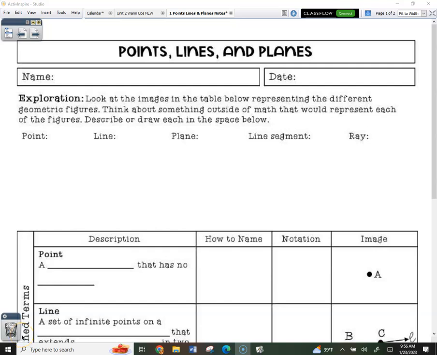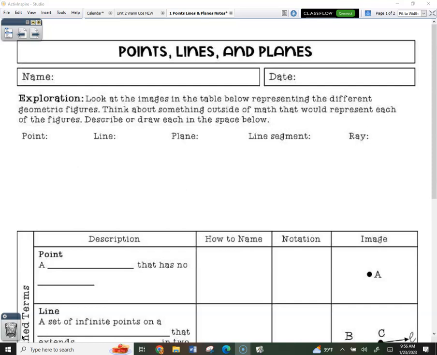So page 14 in your notebook, that's that pink sheet that I gave you. That is the cover page. We are now in Unit 2. It lets you know what standards I have to teach you, and then it shows you what vocab words we're going to use and their definitions.